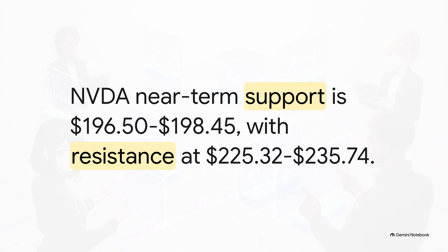exit. Looking at the Module 6 technical outlook for NVIDIA here, you can see you get precise breakout zones and support bands, no vague guessing. The system identifies near-term support sitting strictly between 196.50 and 198.45, with resistance hanging around 225 to 235. It even outlines what would invalidate the trade, like a decisive close below that support band. This right here, this is exactly how you bridge the gap between a fundamental thesis and tactical real-world execution.